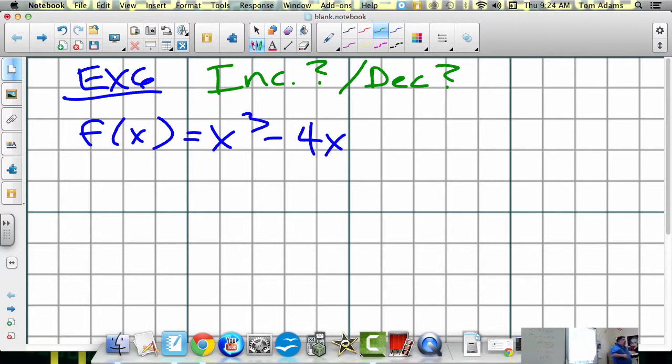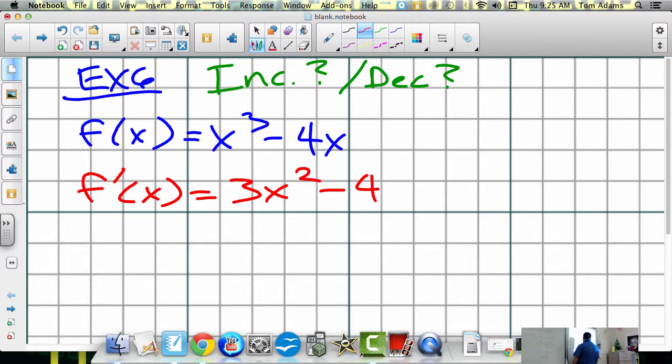I'm not going to graph it. I mean, I will at the end. We're going to try to do this algebraically. First thing: find f prime. So this is a simple polynomial, so I get f prime of x is equal to 3x squared minus 4. Is that right? Okay, good. How many possible zeros are there for this thing? 2. So that's step 1, we got to find f prime of x.